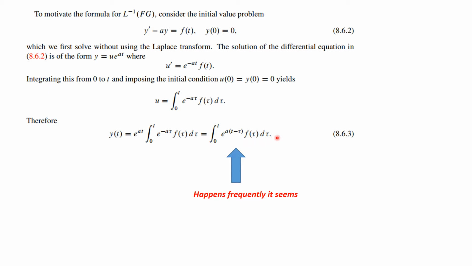But we solve this using integrating factors. And by the way, you've seen this kind of thing with the t minus tau happening before. We saw that in some of the Green's functions. So we solved it, and we got that.